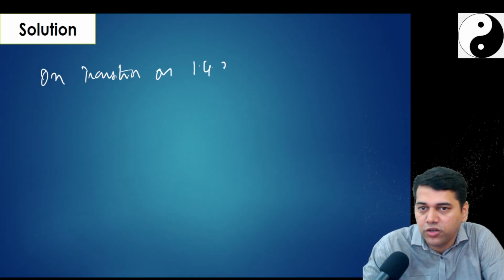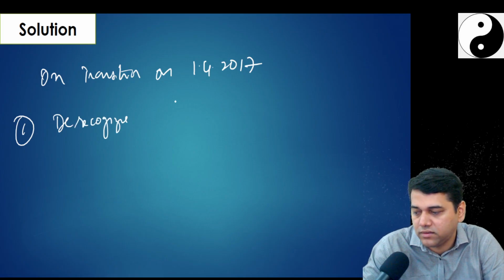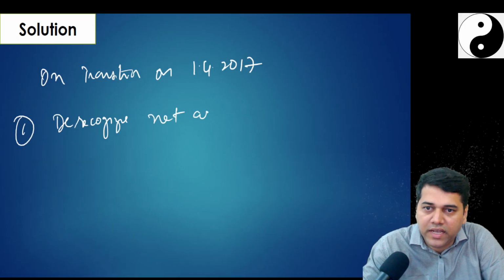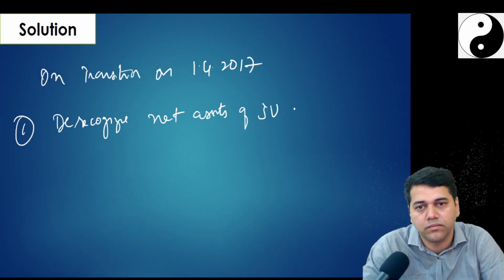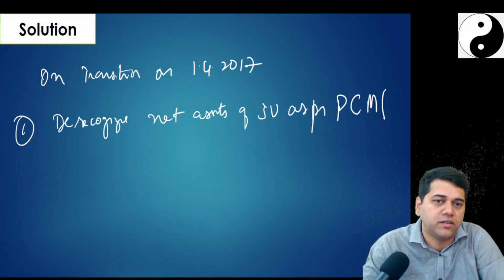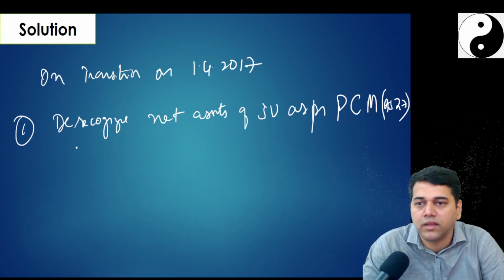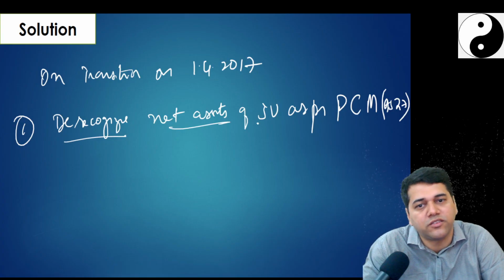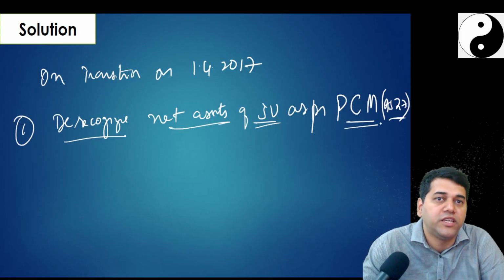On 1/4/2017, one, de-recognize net assets of joint venture as per proportionate consolidation method, AS 27. On transition, de-recognize the net assets of the joint venture which you have accounted as per AS 27 using proportionate consolidation method.